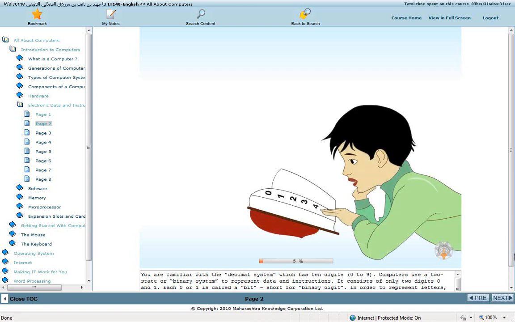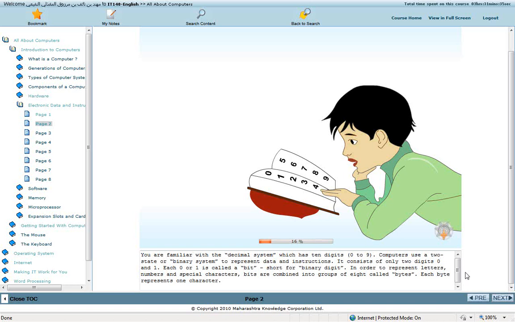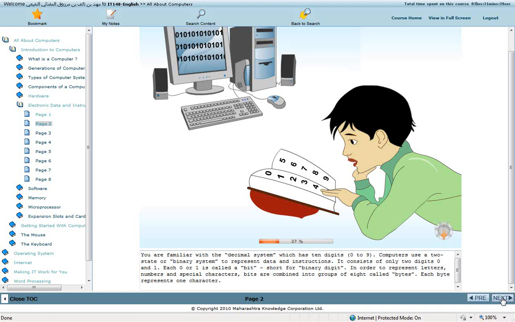You are familiar with the decimal system, which has 10 digits, 0 to 9. Computers use a two-state or binary system to represent data and instructions. It consists of only two digits, 0 and 1. Each 0 or 1 is called a bit, short for binary digit.